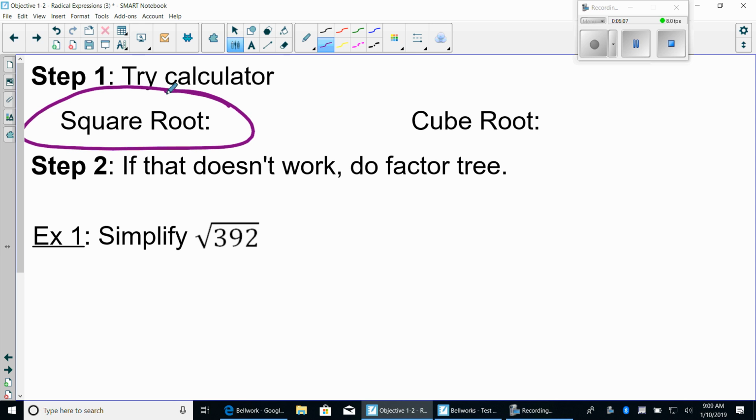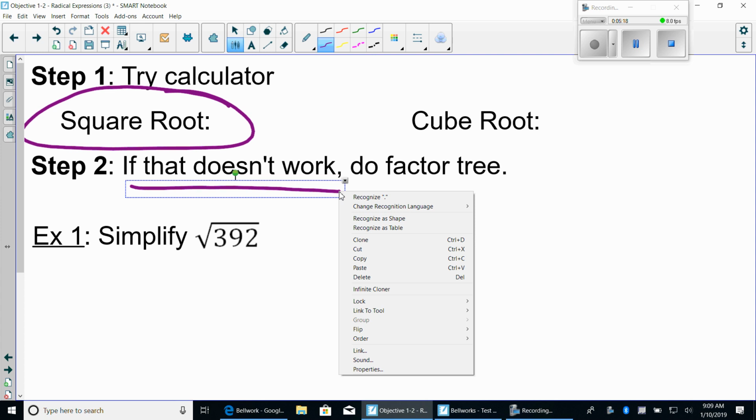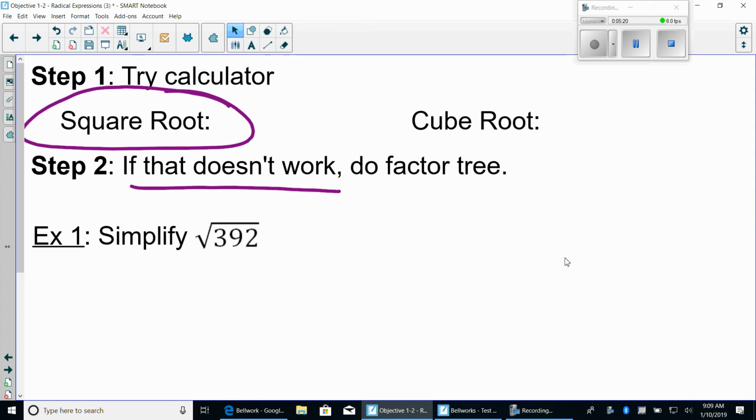Anybody not know how to put it in? Okay. Try 392 and tell me, does it come out evenly? No. Okay, so at that point, if that doesn't work, you with me on that? If that doesn't work, you're going to do a factor tree. So take a minute. I'm going to pause the video, and I want you to factor down 392 for me and tell me what you get.